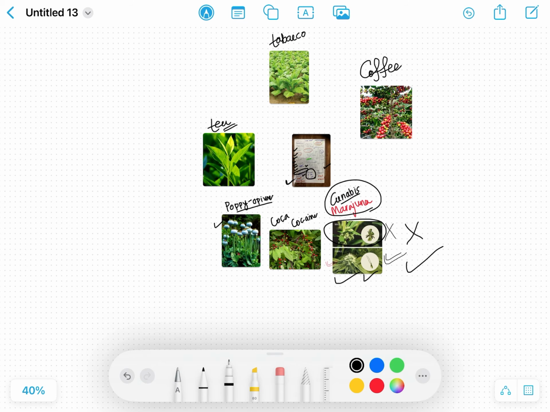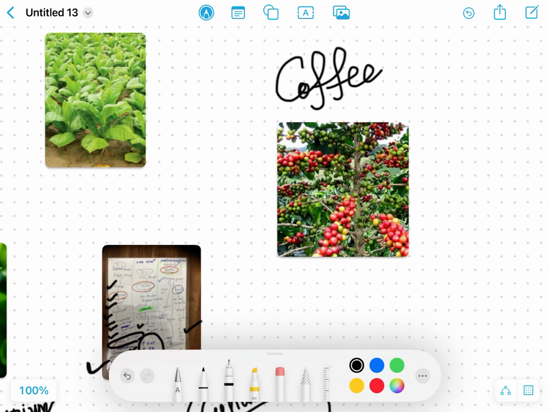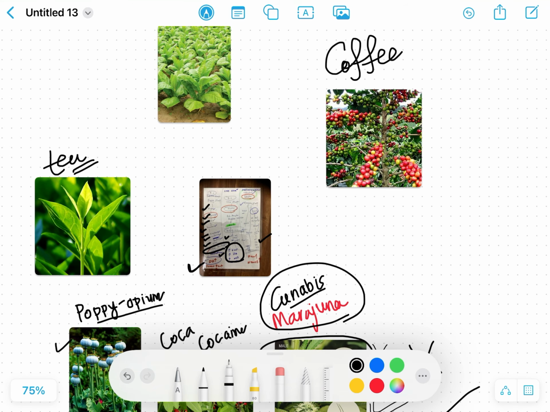So always remember. First, the tea plant is not a tobacco plant. The tobacco plant looks like this, and the coffee bean plants look like this. So always remember this.